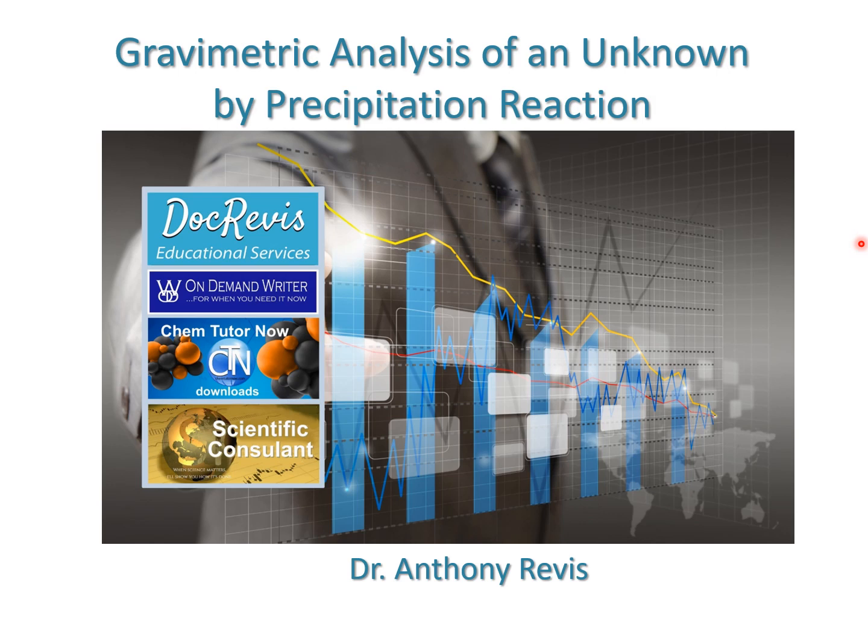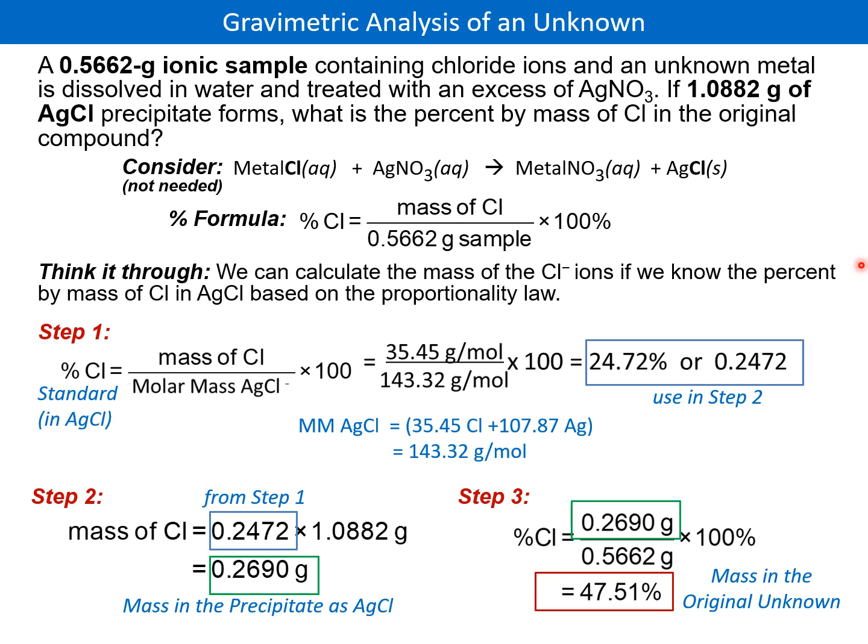Hi, Dr. Revis here. In this brief lecture, I will show you how to carry out a gravimetric analysis calculation of an unknown that was formed in a precipitation reaction. In other words, we want to carry out a calculation that allows us to analyze the results of a precipitation reaction to help determine how much of the chloride ion was in an original unknown sample.